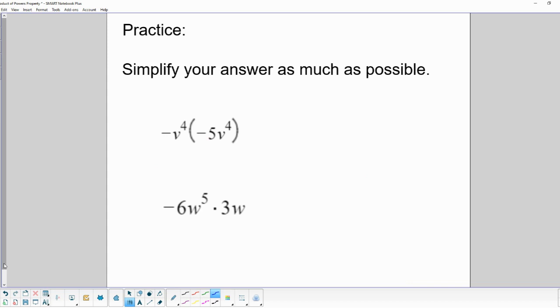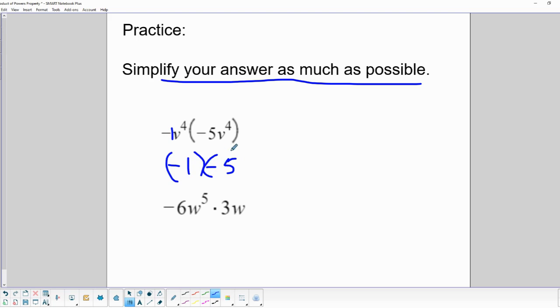Okay. So when you see a problem on Alex, you might see something like, simplify your answers as much as possible. And basically what they're saying is go ahead and multiply these together and add the exponents, whatever it's calling for. So negative 1 times negative 5. Well, that's just going to be 5, right? And then v to the 4th and v to the 4th, that would be v to the 4 plus 4, which is 8. So v to the 8th power. So what this looked like before was kind of confusing. So we multiplied them together. Now we just have 5v to the 8, which makes it much easier to work with.